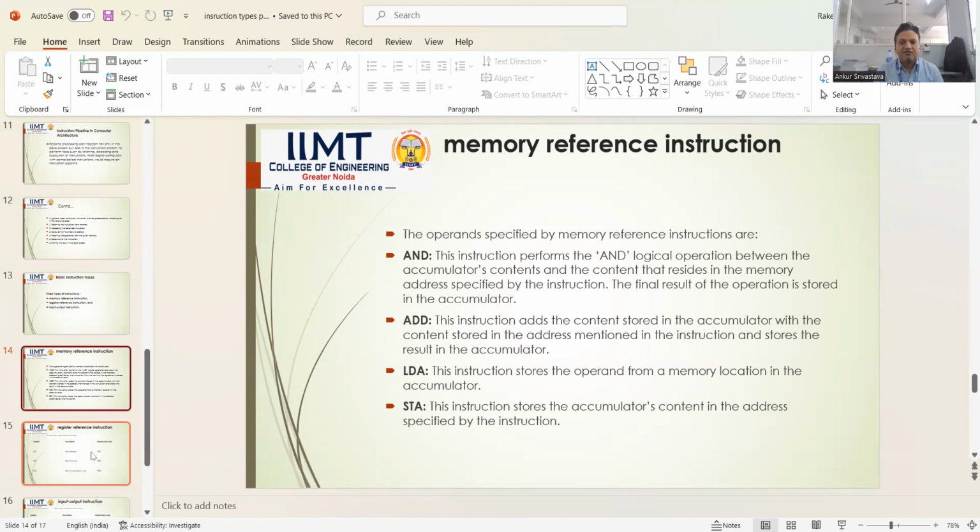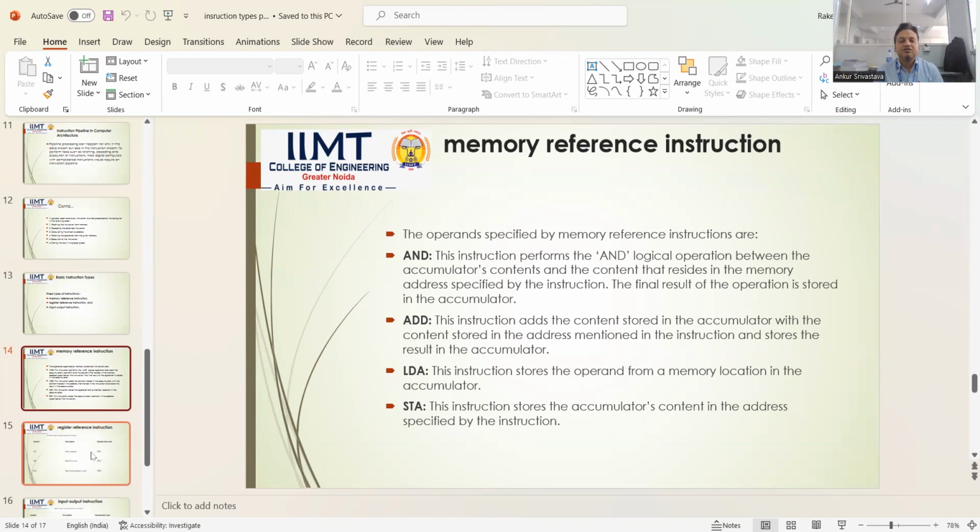Third one is LDA, that is load accumulator. It may be written as LD or LDA. LDA means load accumulator. If it is not given as AC, then you can see that it is also the accumulator. Load accumulator means you have to load the value into the accumulator, might be from the memory. So this instruction stores the operand from a memory location in the accumulator.